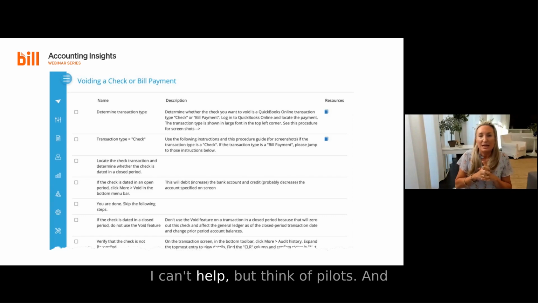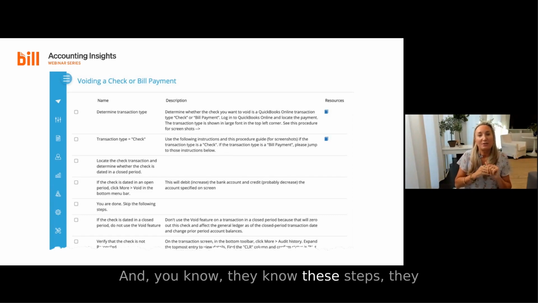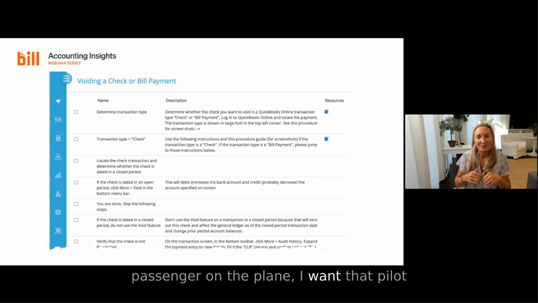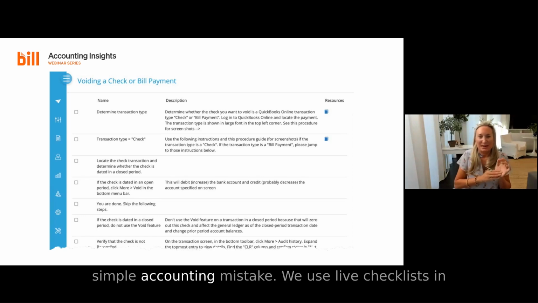You know, I can't help but think of pilots. When I get on an airplane, pilots have to follow a checklist before takeoff. And they know these steps. They have done them so many times and they know them by heart. But if I'm a passenger on the plane, I want that pilot to use the checklist. I don't want to be on board the day they forget something important. So imagine the fraud implications of a simple accounting mistake.